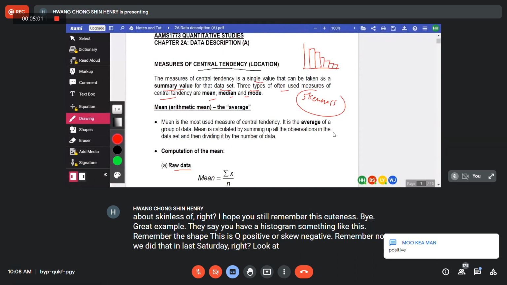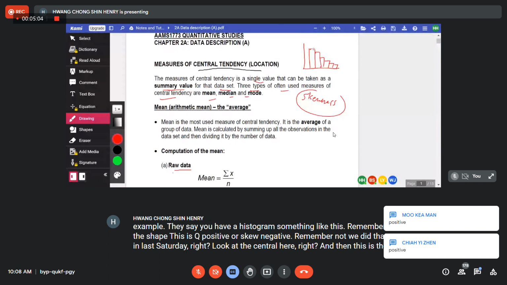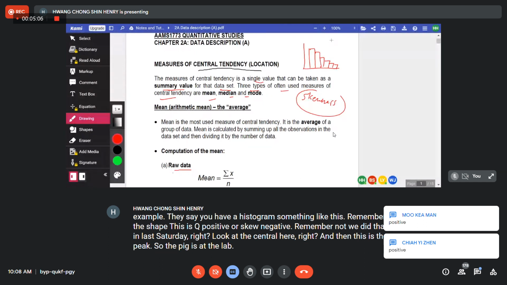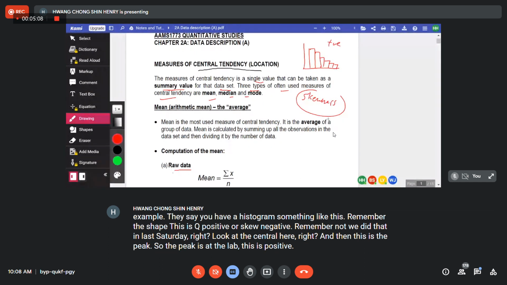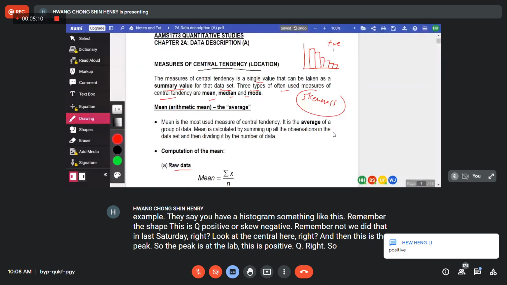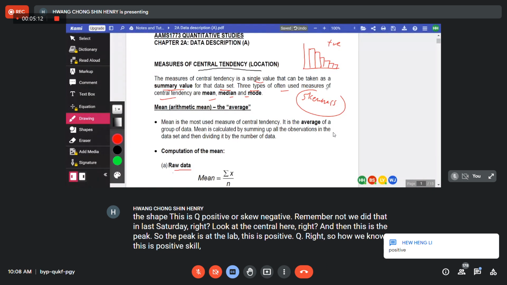Look at the center here, and this is the peak. So the peak is at the left. This is positive skew. So how do we know this is positive skew? Actually, there are a few ways to look at it.